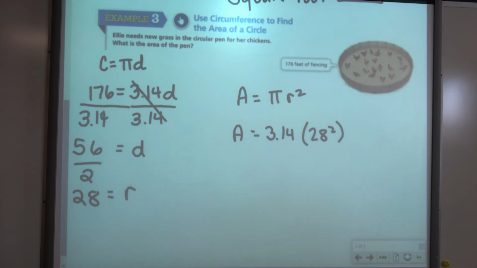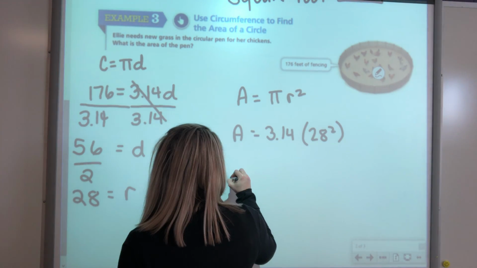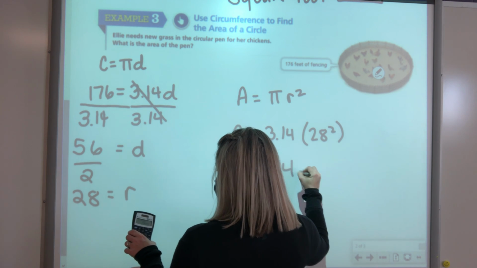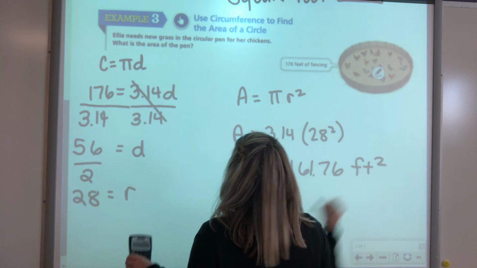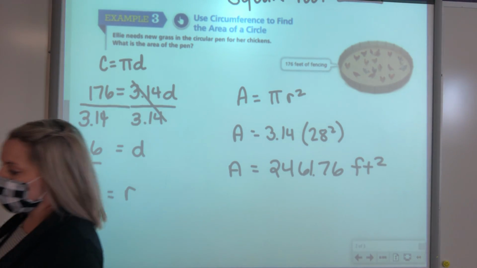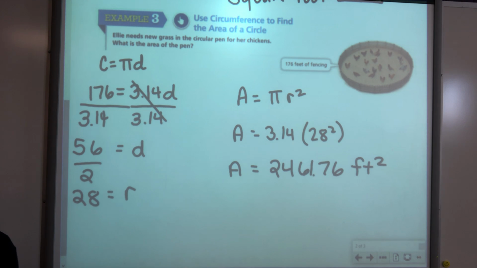Is this a real life math problem? Yeah, especially living out here. How many people even have chickens? Lots of people have chickens, right? There's 20 chickens. How do you know there's 20 chickens? Oh. I counted.